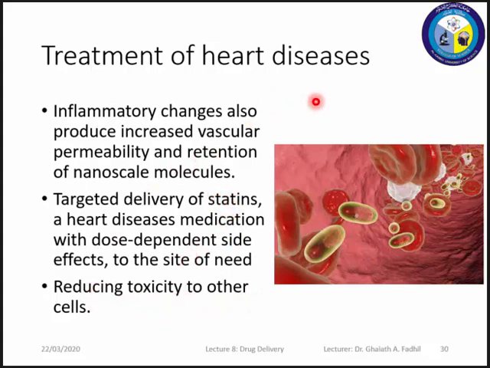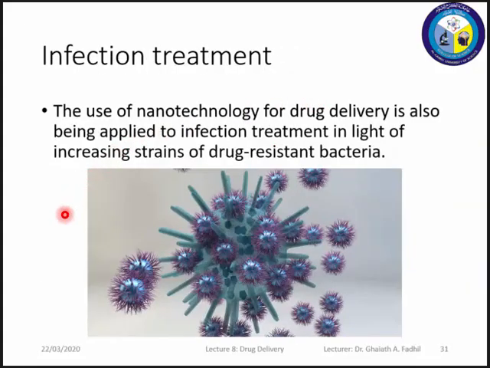The last kind of treatment that I have today is the use of nanoscale based drug delivery for infection treatment, which is also being applied at the moment, especially with the recent trend of viruses and bacteria that are showing signs of drug resistance, and using nanoscale based drug delivery can help beat these types of viruses and bacteria.